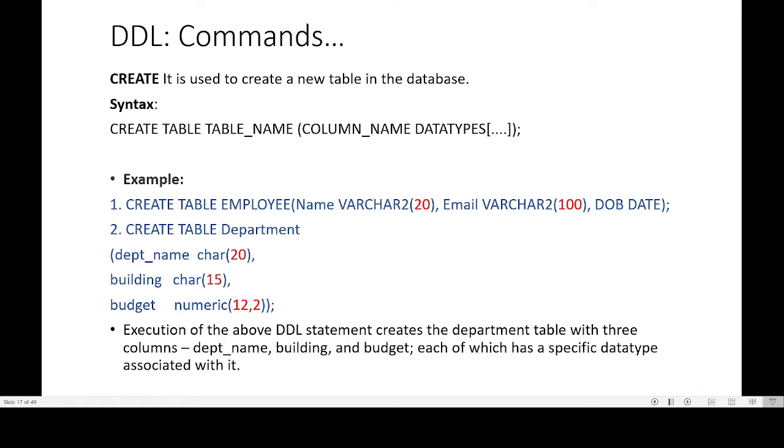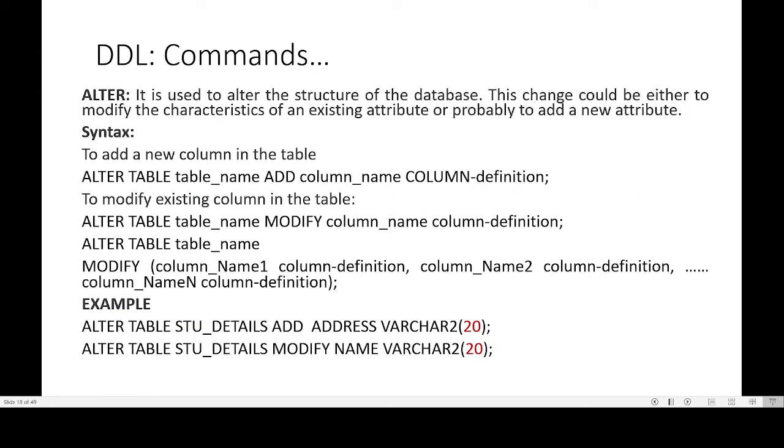The execution of this statement creates three columns, as I said: department name, building and budget. Each column will have a user specified data type.